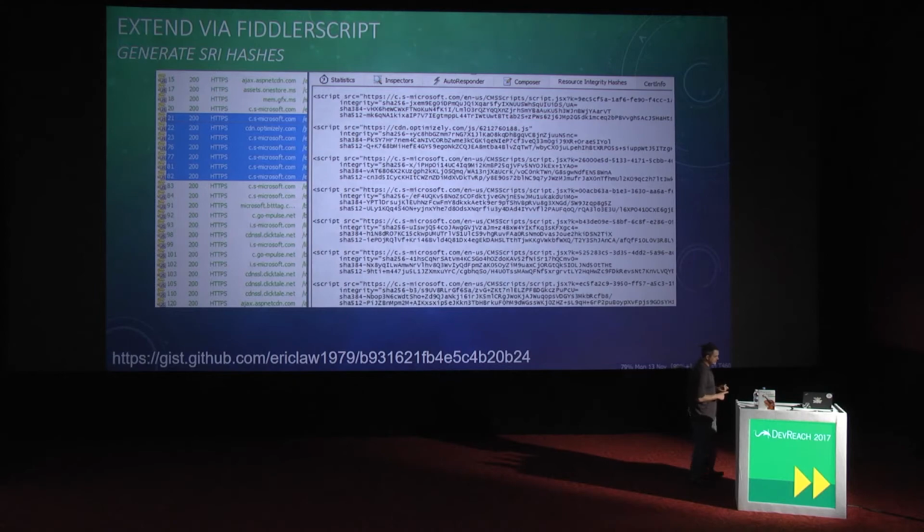The problem is that it's kind of a hassle. You got to go, again, okay, we go curl the script down, then we use some weird OpenSSL command to SHA hash it, and then we base64 encode that, then we got to go update our script tags, whatever. Fiddler makes it very easy.